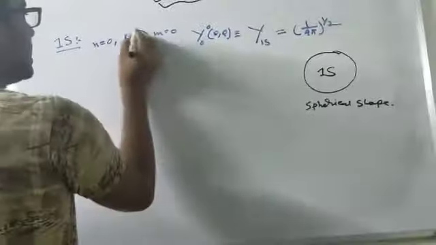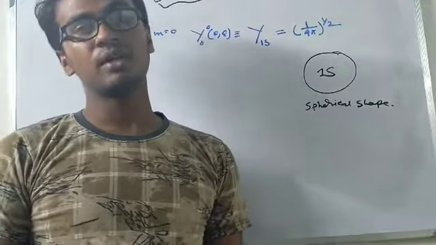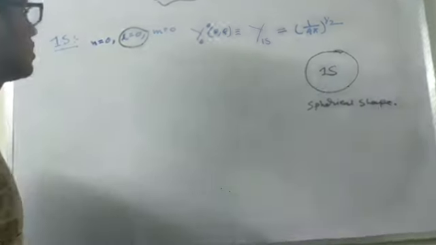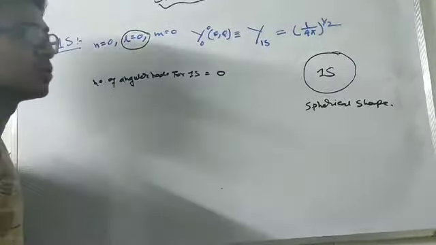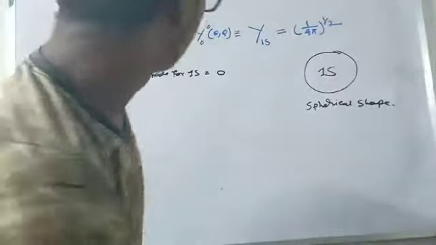Now, the number of nodes. For the 1s orbital, the value of l equals 0, and the number of angular nodes equals the azimuthal quantum number, which is 0. So the number of angular nodes for the 1s orbital equals 0. That means no angular node is present.